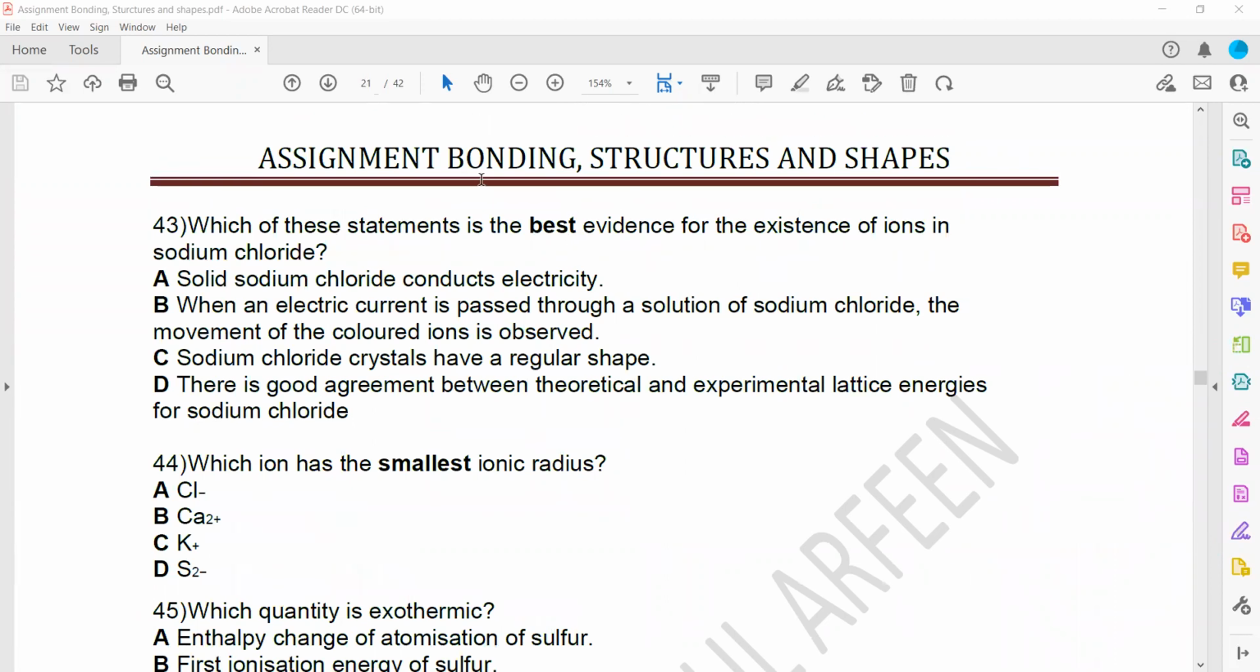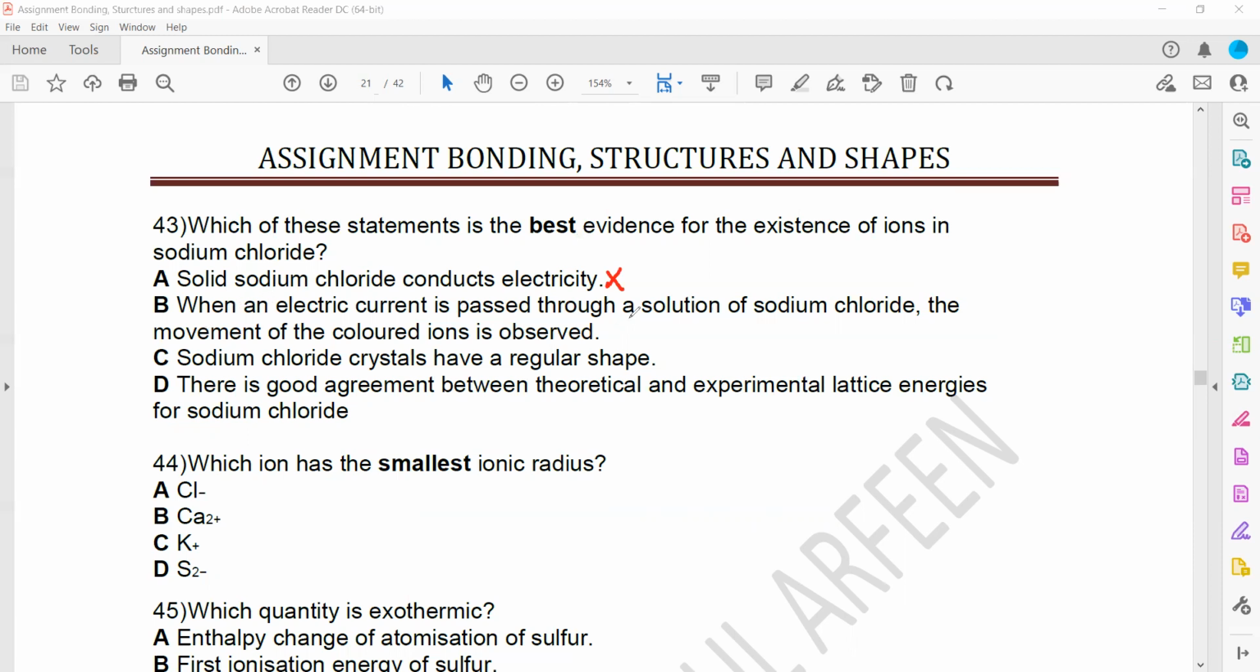Question 43. Which of these statements is the best evidence of the existence of ions in sodium chloride? So which statement explains the idea that there are ions present in sodium chloride, NaCl? The first statement: solid sodium chloride conducts electricity. An ionic compound in the solid state cannot conduct electricity because the ions are not free to move. That's why A is not correct.